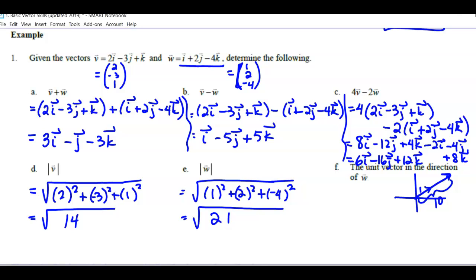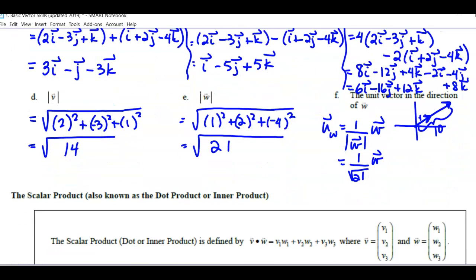If we want the unit vector in that direction, we want the same line, same vector, with a magnitude of 1. So we're really dividing the original by 10. We're dividing by the magnitude. So if we want the unit vector of W, then we want to go 1 over the magnitude of W times vector W. The magnitude of W we just did, it's root 21, so that's going to be 1 over root 21 times vector W. Okay, and you're done. Sometimes we might want to rationalize that.